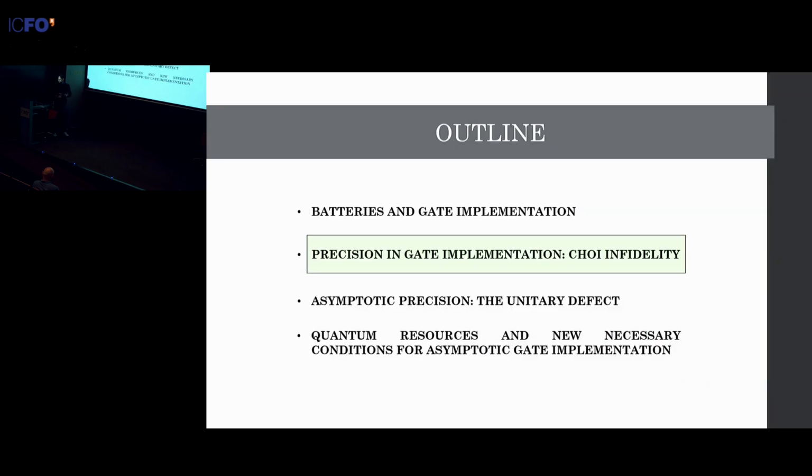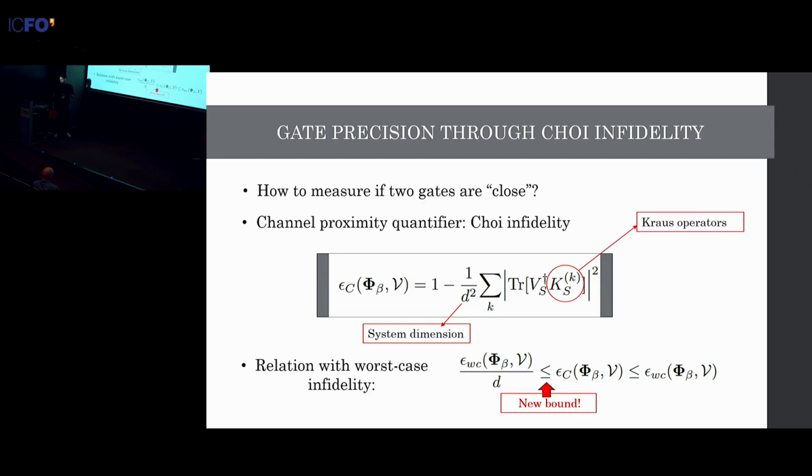In our work, what do we mean by precision in gate implementation? We will measure it in terms of the Choi fidelity. The Choi fidelity is a channel proximity quantifier that can tell you when two gates, two generic CPT maps, are close to each other. The formula itself is not very interesting. We choose this measure because it's simple when one of the two maps is a unitary evolution, like in this case in which V is a unitary gate.